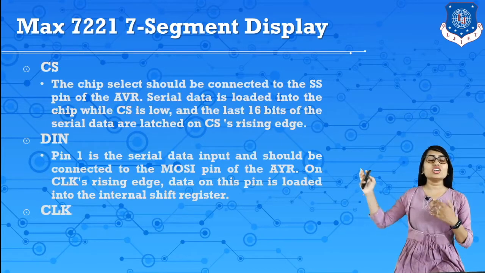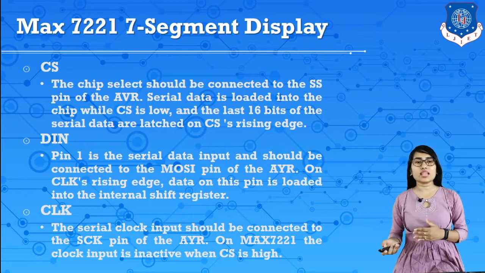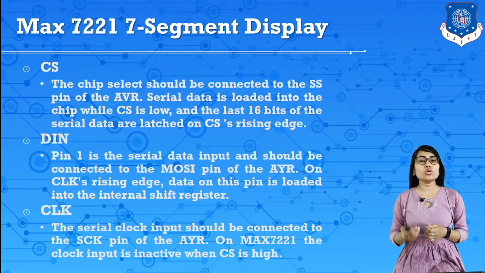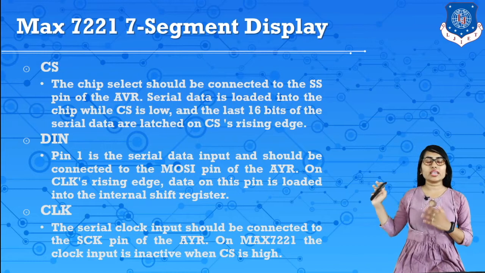Then next is CS, that is chip select. This chip select should be connected to the SS pin of the AVR, that means the slave select pin of the AVR. Serial data is loaded into the chip while CS is low. The last 16 bits of the serial data are latched on the chip select's rising edge. So this chip select is basically connected to the SS pin of the AVR.